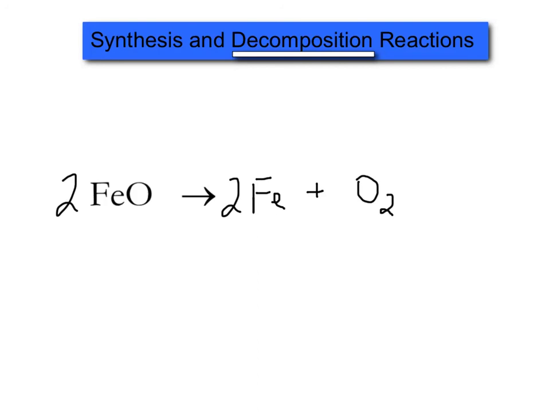So hopefully you're finding the decomposition reaction to be very simple. All we have to do is just list the elements that are present on the left, and if there's a diatomic element, we get a subscript of 2, but don't forget to balance it before you finish.